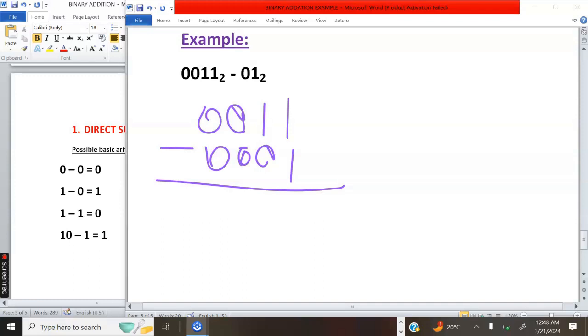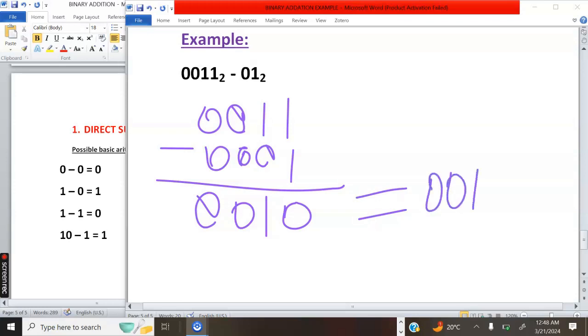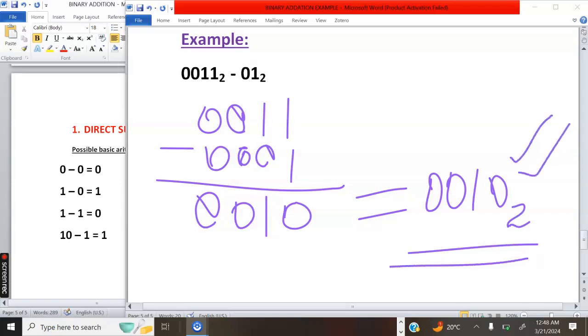So we have 1 minus 1, just as we have on this other side, is always 0. Well, 1 minus 0 is 1. While 0 minus 0 is 0, 0 minus 0 is also 0. Therefore, the final answer for my case is supposed to be 0, 0, 1, 0, base 2. This is my answer. So it is that simple for binary addition and binary subtraction, following either the 1's complement, 2's complement, or the direct subtraction.